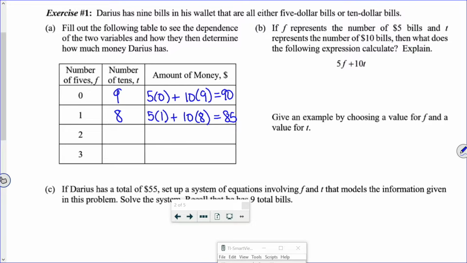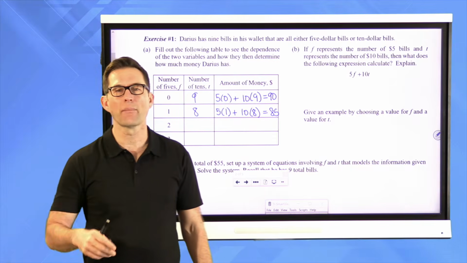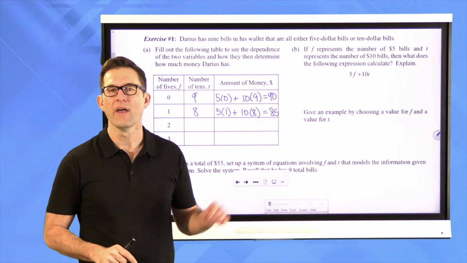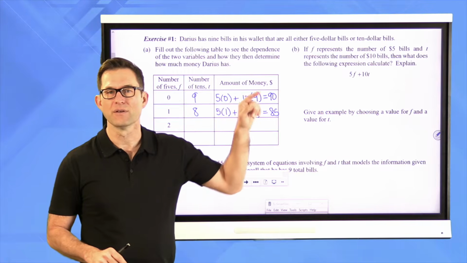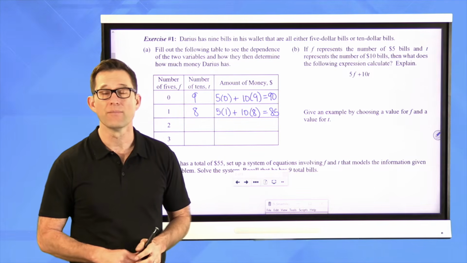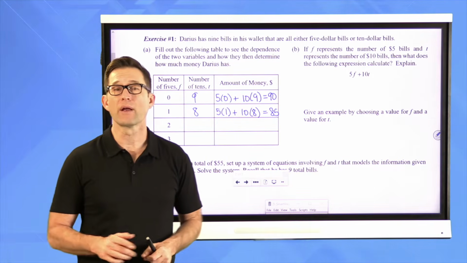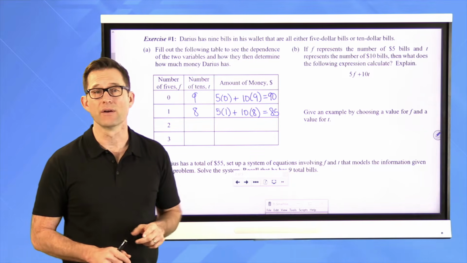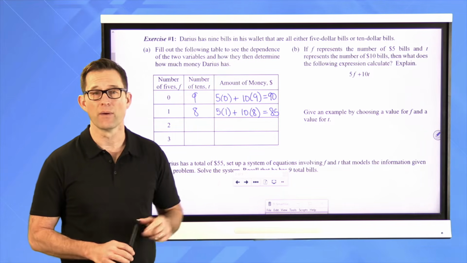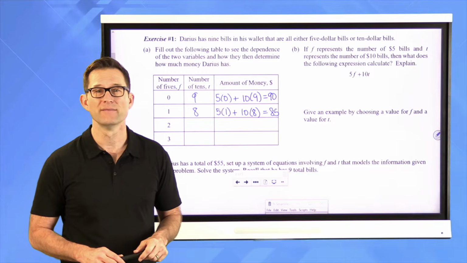Kind of makes sense that it would be 85 because I'm swapping one of those 10s for a 5, and I'm losing $5 from that total from the first line. Why don't you go ahead and play around with the last two rows here and figure out what each one of them would be equal to. Pause the video now.